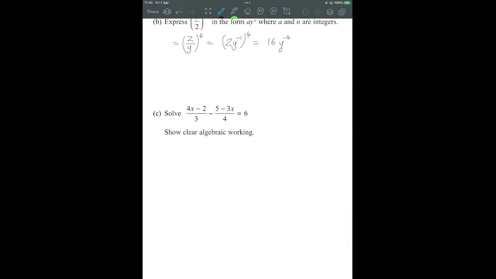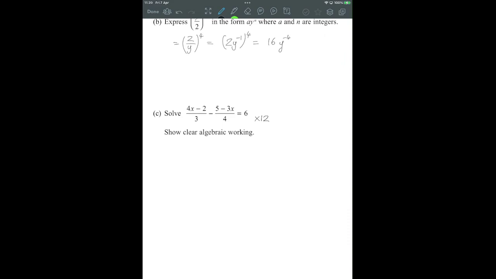As soon as I see any of these solve equation questions, I always think to myself, what don't I like? And I don't like those fractions. They are getting in the way and they're preventing me from doing the simplifying that I want. So I'm going to try and remove those fractions as quickly as possible. Best way to do that is I'm going to multiply through by 12, 12 being the lowest common multiple of 3 and 4. Now when I multiply by 12, I need to multiply each separate part.